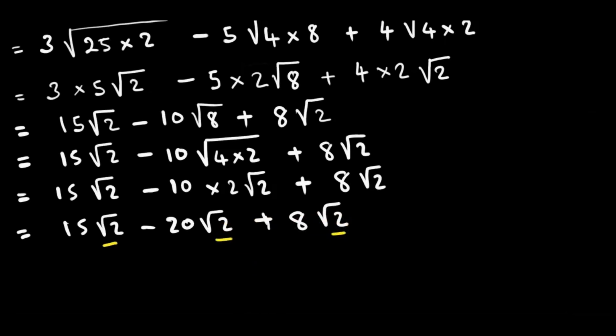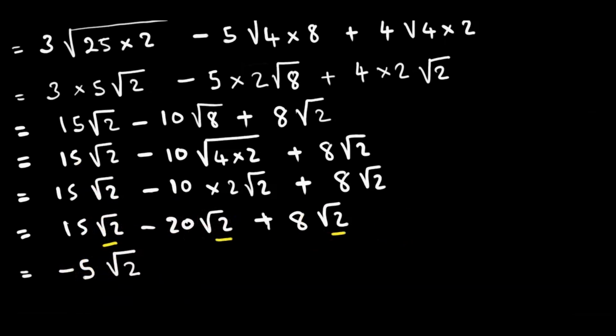So what we do here, from this stage going towards the answer, is treat the square root of 2 as a constant. When we say 15 the square root of 2 minus 20 the square root of 2, we are going to get minus 5 the square root of 2. Why minus 5? It's 15 minus 20. We subtract and we take the sign of the bigger number. So 15 minus 20 is minus 5. The square root of 2 just stays as it is.